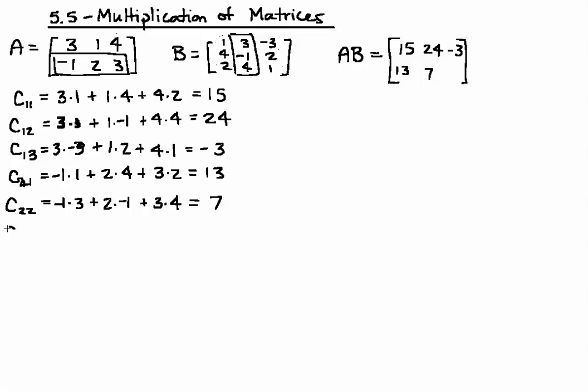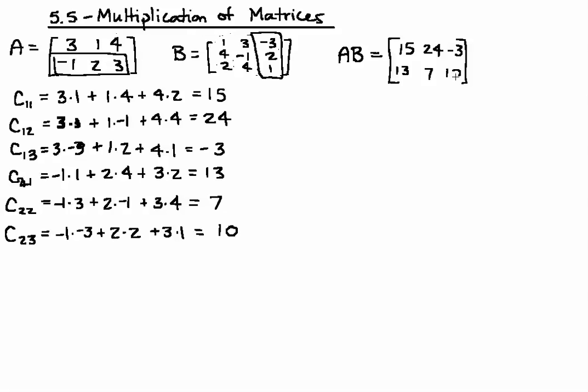And then finally, we're ready for our last step, multiplying the second row times the third column. -1 times -3, 2 times 2, and 3 times 1. -1 times -3 is a positive 3. 3 times 4 is 4, so 3 plus 4 is 7. 7 plus 3 is 10.